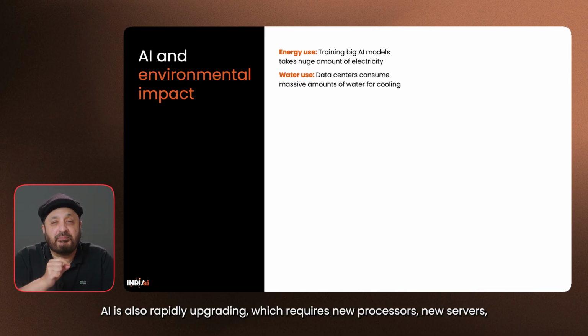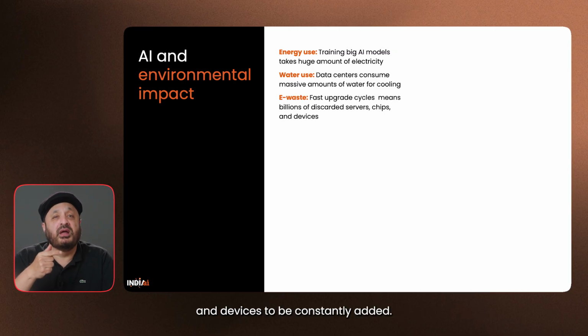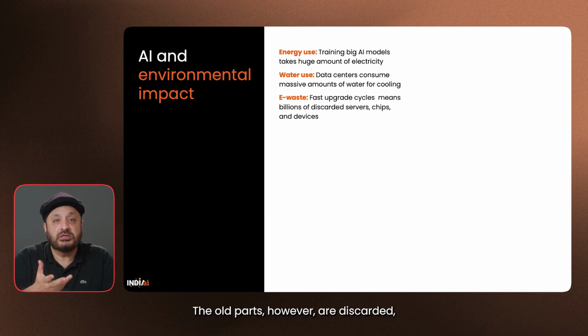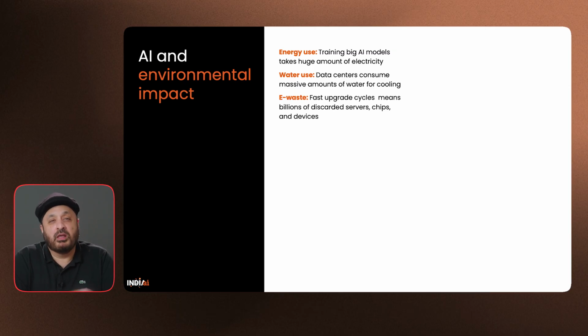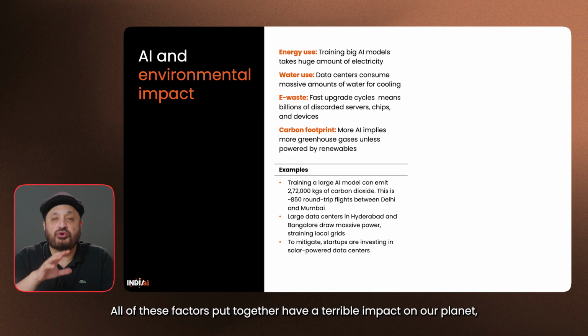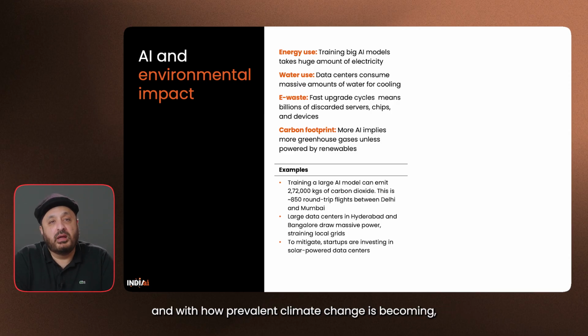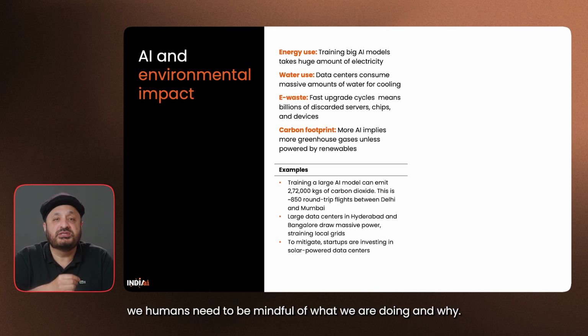AI is also rapidly upgrading in front of our eyes, which all the time requires new processors, new servers, and devices which are constantly added. The old parts, however, are discarded, leading to a massive amount of electronic waste being generated. All of these factors put together have a terrible impact on our planet. And with how prevalent climate change is becoming, we humans need to be mindful of what we are doing and why.